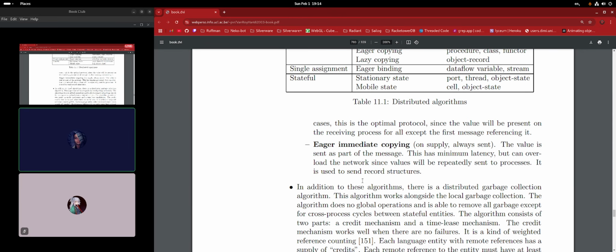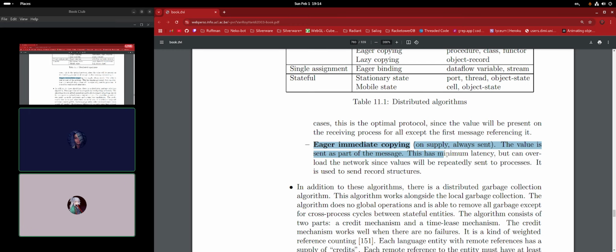Eager immediate copying. The value is sent as part of the message. This has minimum latency, but can overload the network since values will be repeatedly sent to the processes. It is used to send record structures. This also has the drawback of the payload being larger, because if you have a dependency chain of like a function that uses another function that requires a functor that uses a class, then all of those things need to go.